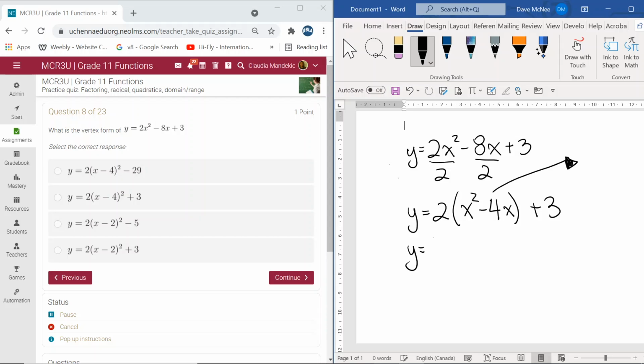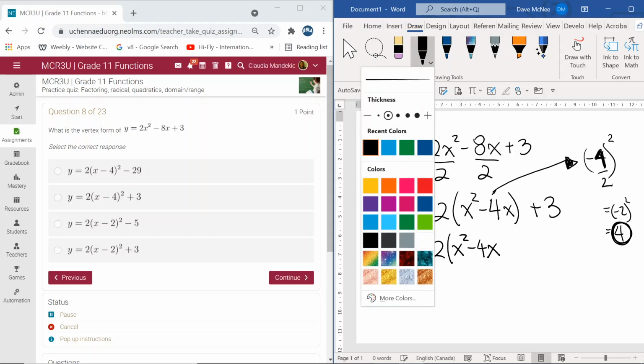Now the next step is taking this negative 4. What do I do with it? This middle term, just the coefficient, not the x, just the number. I'm going to divide it by 2, and then I raise it to an exponent 2. So what's negative 4 divided by 2? It's negative 2. And then if I raise that to an exponent 2, I'll get 4. So that 4 is the number that I now add and subtract.